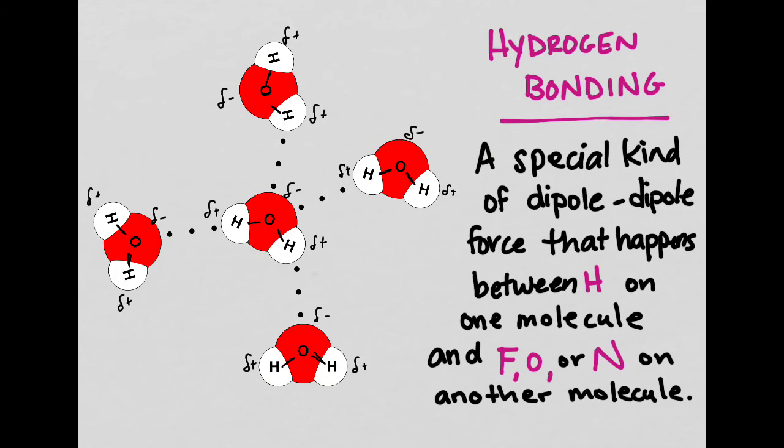All right, I went ahead and I wrote the whole thing down, and you can always pause this video to write this down for yourself if you haven't already, because we did take this note in class. So hydrogen bonding is a special kind of dipole-dipole force that happens between hydrogen on one molecule and the oxygen, fluorine, or nitrogen on another molecule.